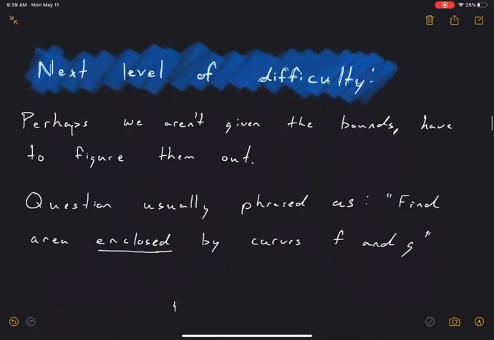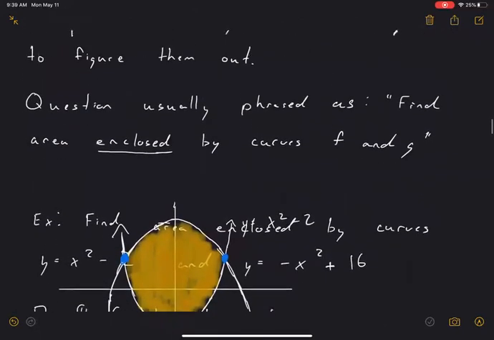All right, so as I said, things are going to get a bit harder as we progress. So let's just talk about the next level of difficulty. Perhaps we are not given these bounds. Maybe they don't tell us what the bounds are in any format. They don't give us any clues. So the questions that look like this are usually phrased, find the area enclosed by the curves f and g. So this key word here is enclosed.